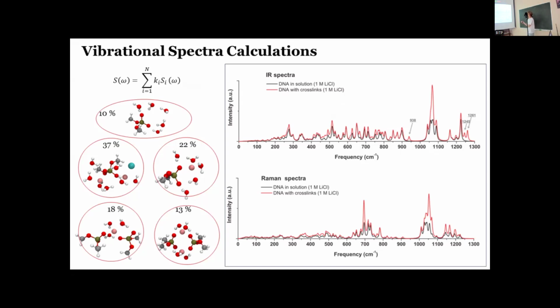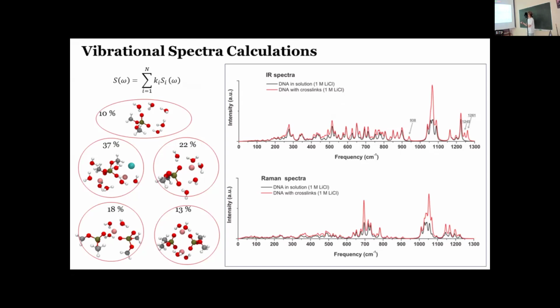So we calculated the spectra. This is the spectra in the case of 1 mole lithium chloride. The black line corresponds to the DNA in solution without these complexes, which include crosslinks, and the red line shows the DNA with crosslinks.